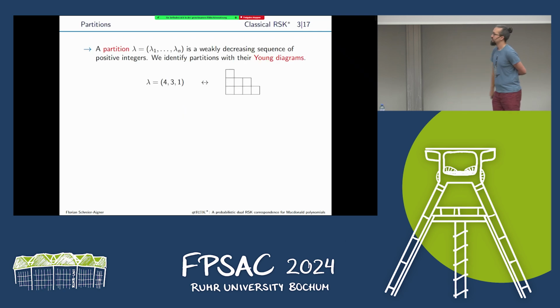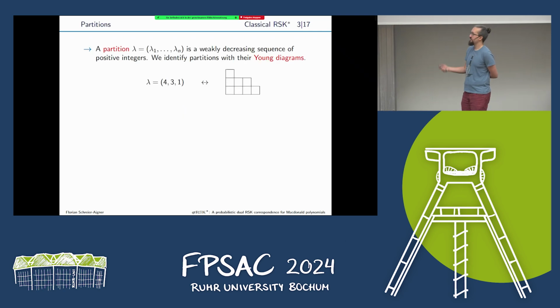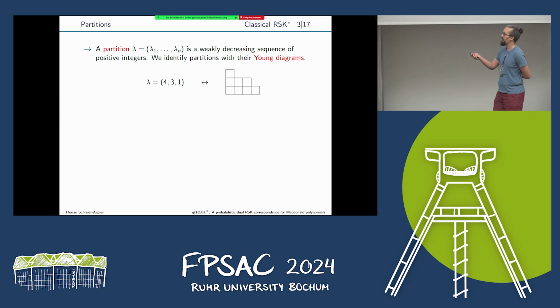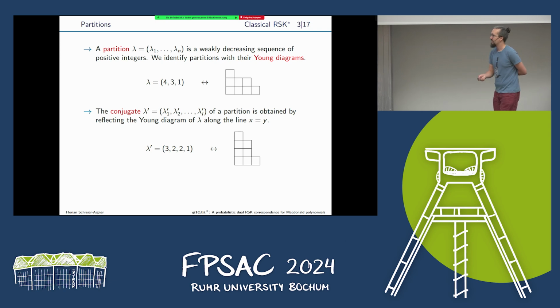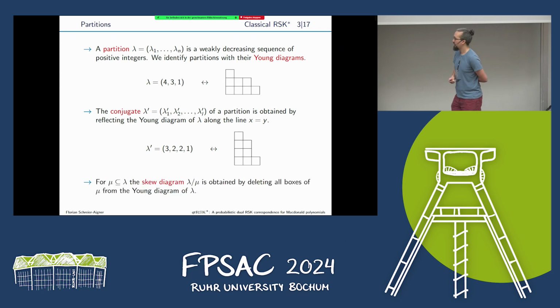Okay, so for me, a partition is a weakly decreasing sequence of positive integers, and I usually depict them by using Young diagrams. And since this work started while both of us have been in Montreal, I'm sticking to French convention for this talk. And we have the conjugate, which is just denoted by lambda prime. And also we need skew diagrams, which I assume most people know anyhow.